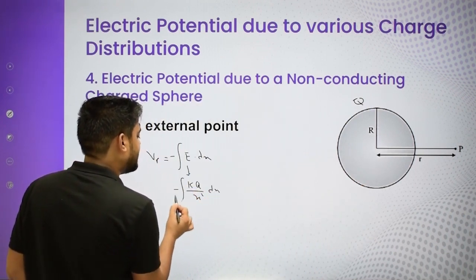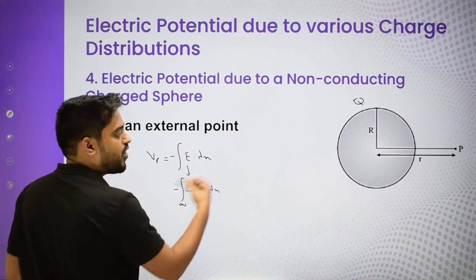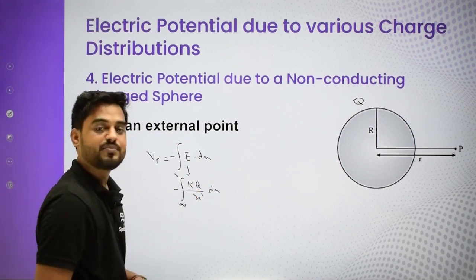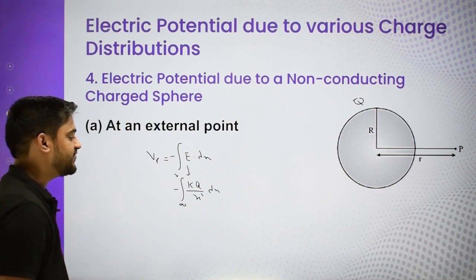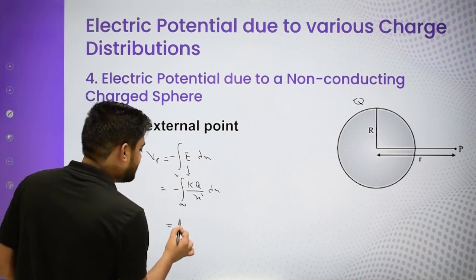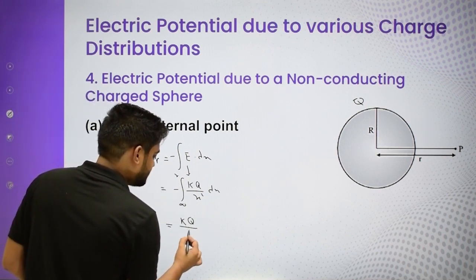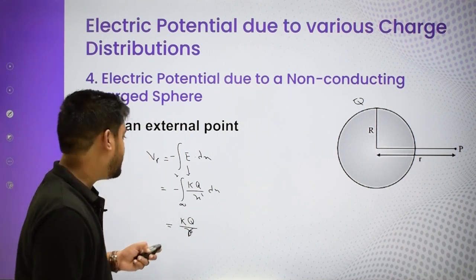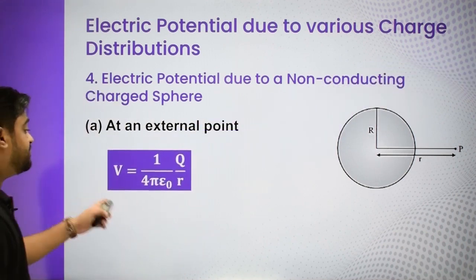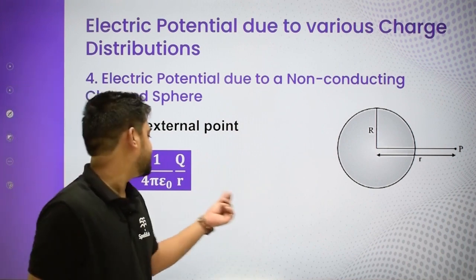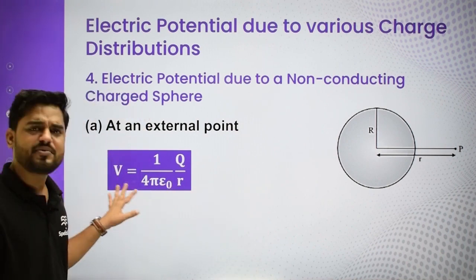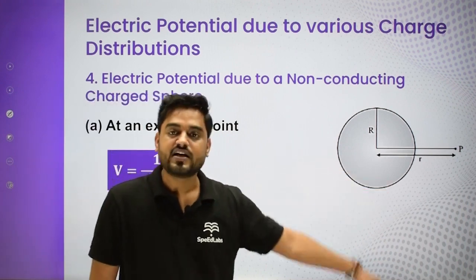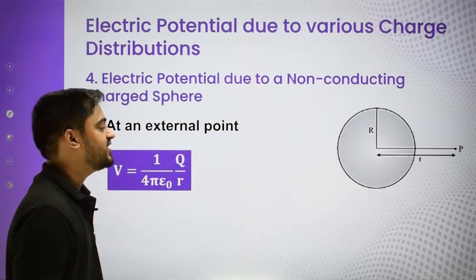And when I integrate from x equal to infinity all the way up to the distance which point P has from the center of this sphere, I get the same formula. It is again kq by r, with small r. So this is the formula for electric potential at a point P situated at a distance small r. Again, this is the same as a point charge, because the outside field distribution is also the same.